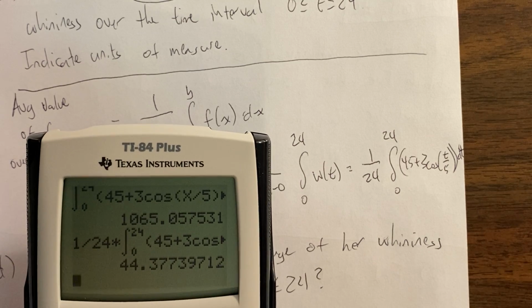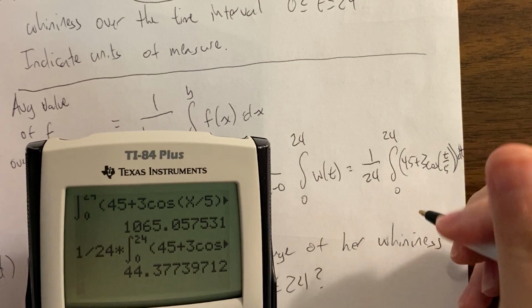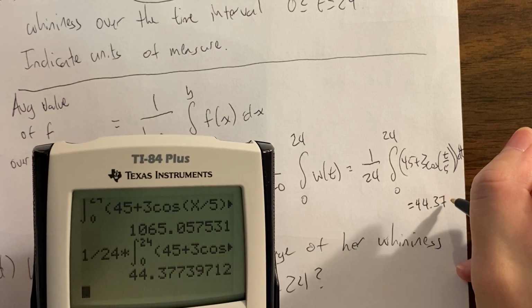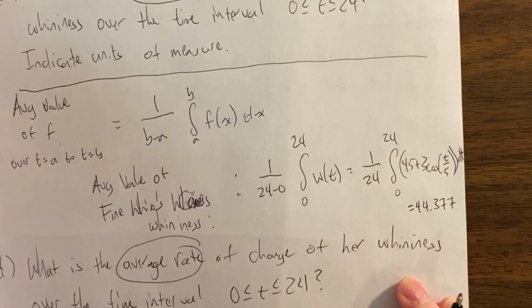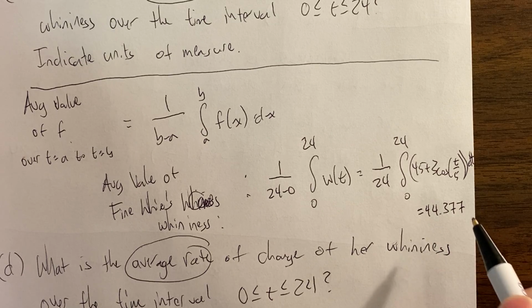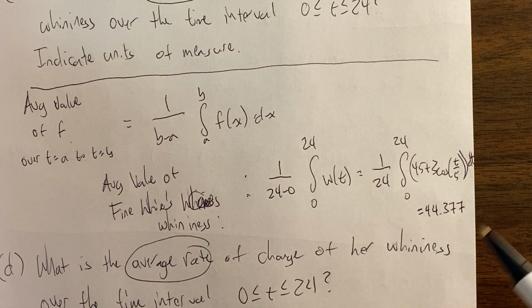Here it's going to be 44.377. Remember that on the AP exam, if it doesn't say round to the nearest whole number, you should always round to 3 places after the decimal. There's no such thing as sig figs or significant figures on the AP exam. Just always round to 3 places after the decimal if you have that many decimals.